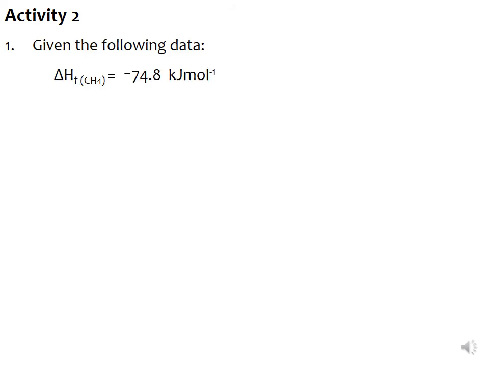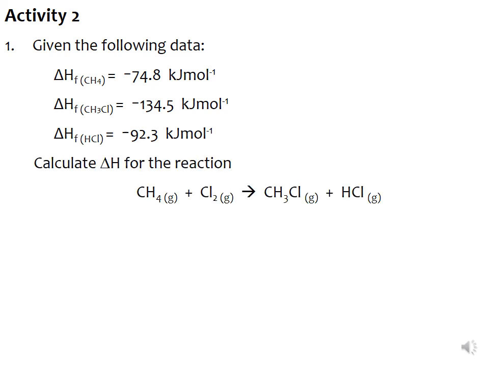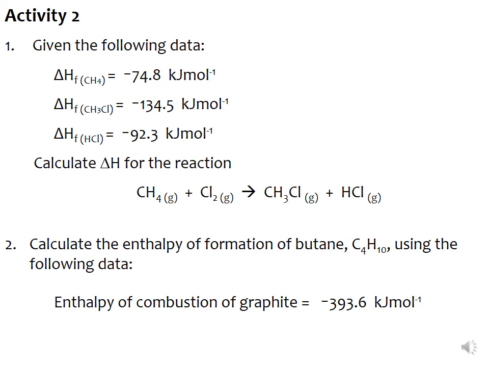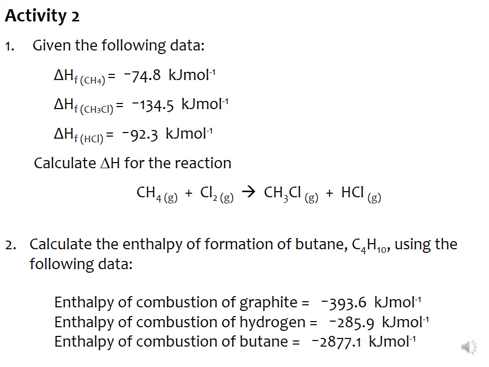So, activity 2, given the following data, delta HF for methane, delta HF for chloromethane, and delta HF for HCl, calculate delta H for the reaction of methane plus chlorine forming chloromethane and HCl. And the second question, calculate the enthalpy of formation of butane C4H10 using the following data. The enthalpy of combustion of graphite, the enthalpy of combustion of hydrogen, and the enthalpy of combustion of butane.